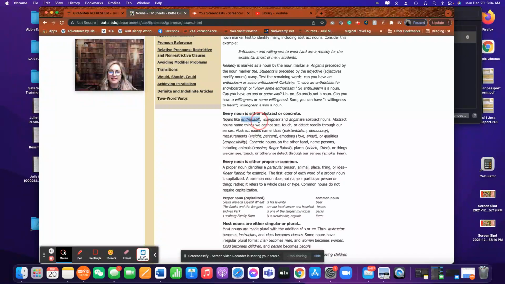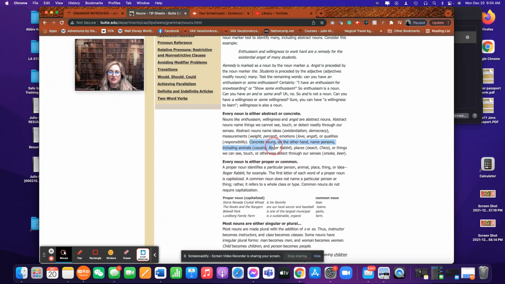Nouns like enthusiasm, willingness, angst, abstract nouns. Things you cannot see, you cannot touch, you cannot detect. Okay, then we have existentialism, democracy. Those are big words, but we know what they are, but you can't touch them. All of these abstract words are still nouns. Okay, even though you can't touch them.